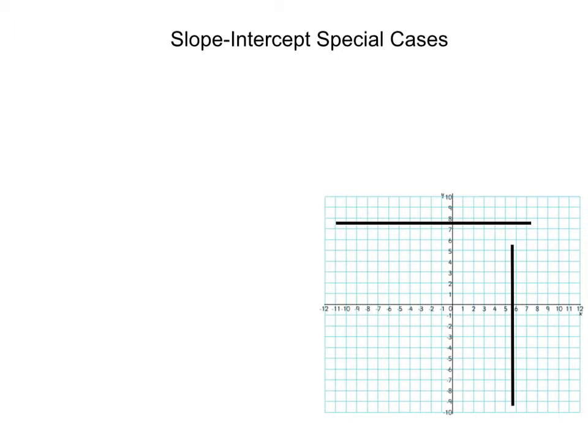So what we're going to do right now is look at those other 2 types of slope and why it is that they are zero slope or undefined slope. Okay, so here we go. We're going to start with zero slope.